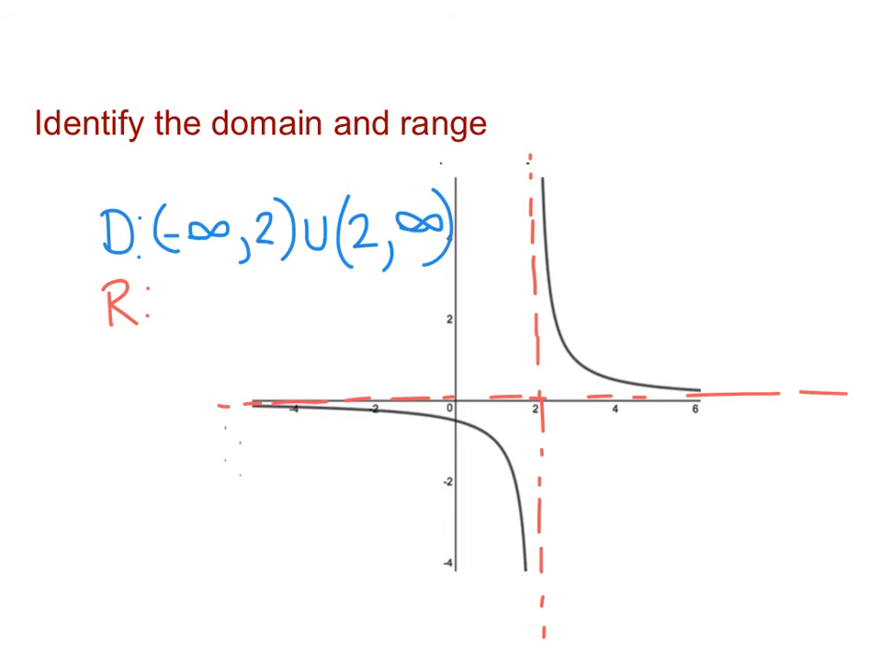Similarly, the range, how low to how high. This curve moves up and up and up, almost gets to 0, jumps over 0, picks up over here, and goes infinitely upward. So my range would be negative infinity to 0, union 0 to infinity. So it's really everything except 0 is included in the range, and the domain is everything except 2.